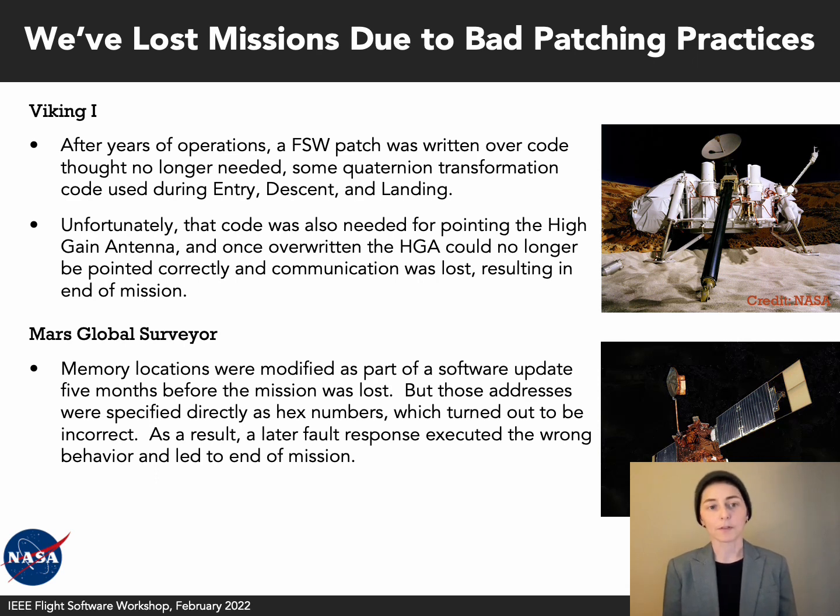Another example is Mars Global Surveyor. Memory locations were modified as part of a software update 5 months before the mission was lost. But those addresses were specified directly as hex numbers, which turned out to be incorrect addresses. As a result, a later fault response executed the wrong behavior, and that led to the end of mission. Now we will use relative addressing. We'll use an offset from a known memory location instead of direct addressing, so that we don't do that again.